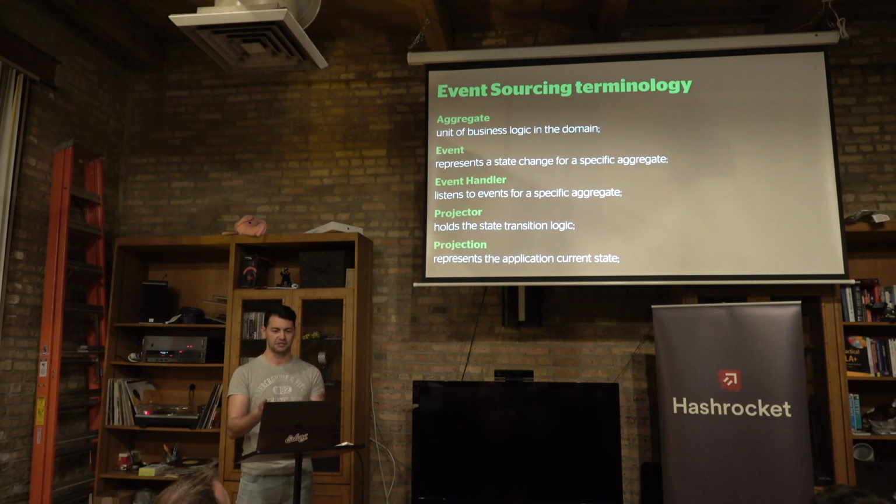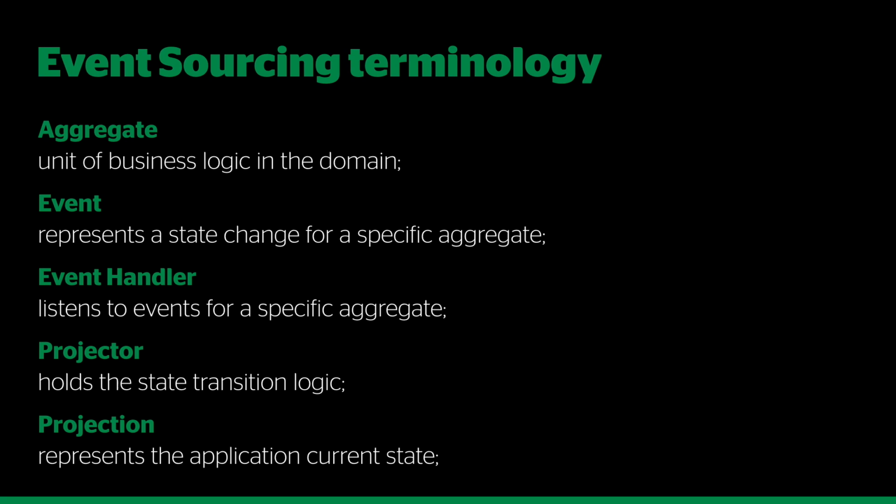The system can control that, saying we already have a user registry event for that same aggregate, you cannot do it twice, if your business decides like that. But the event itself represents the state change. The event handler listens to events that happen and does the follow-up with the projection. The projector is the one that knows what needs to be done, what I need to update in my projection.